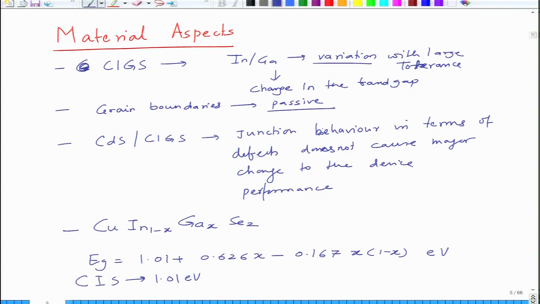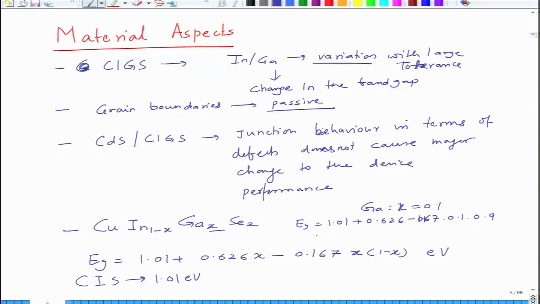And for CIGS, this band gap changes as you increase the value of gallium in it. According to this formula, the band gap will change. For example, if you take gallium to be 0.1, or x to be 0.1, the band gap could be 1.01 plus 0.626 minus 0.167 into 0.1 into 0.9.